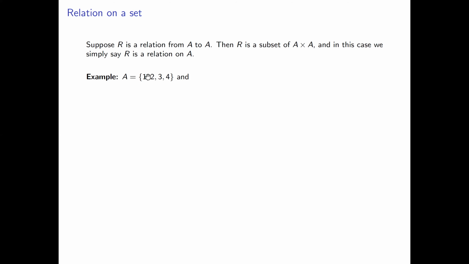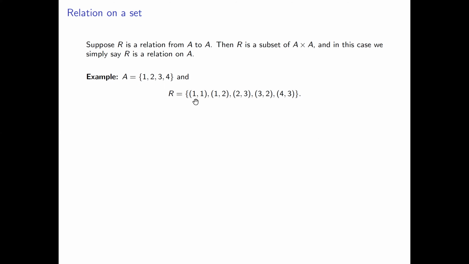So maybe one simple example, let's suppose A is just the set containing 1, 2, 3, and 4. And let's suppose I construct a relation sort of arbitrarily. So let's say my relation is this collection of 5 ordered pairs. So 1 is related to 1, 1 is related to 2, 2 is related to 3, and so on. I just pick them arbitrarily. And so this is an example of a relation on A.